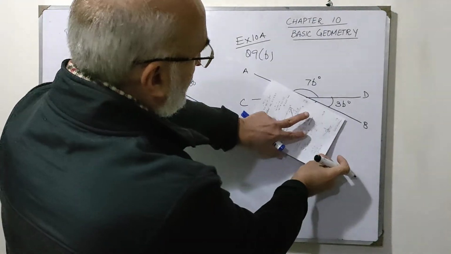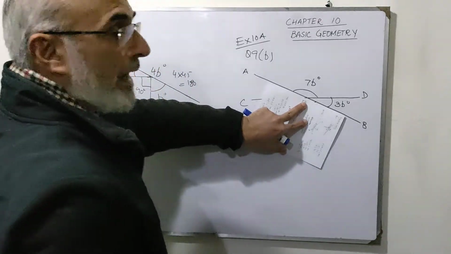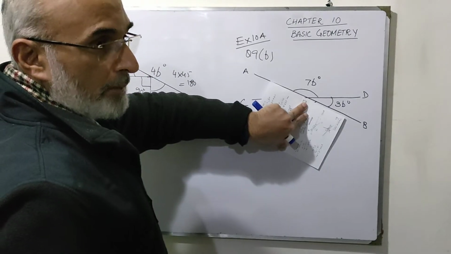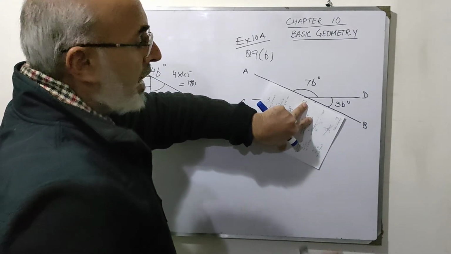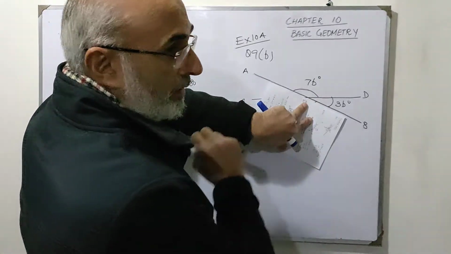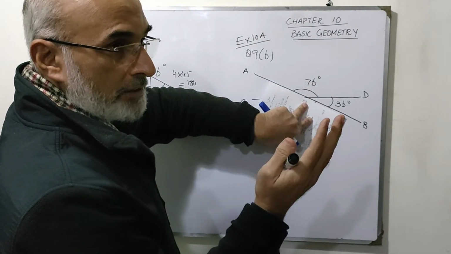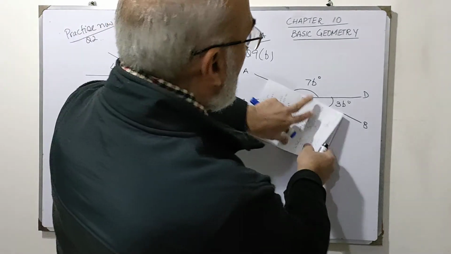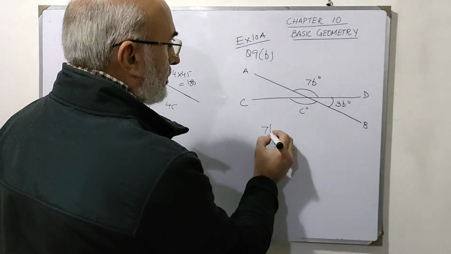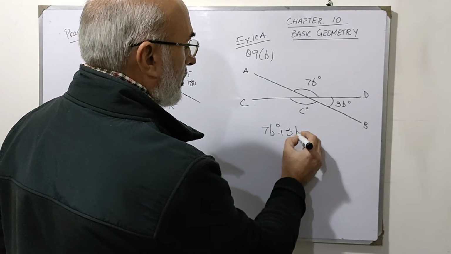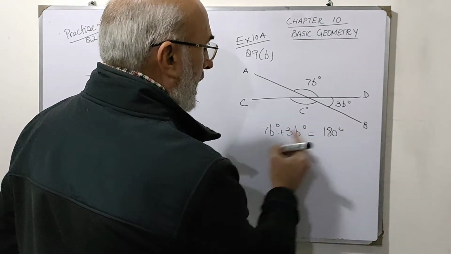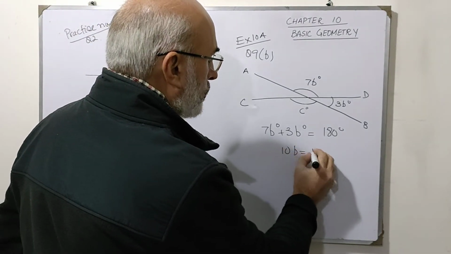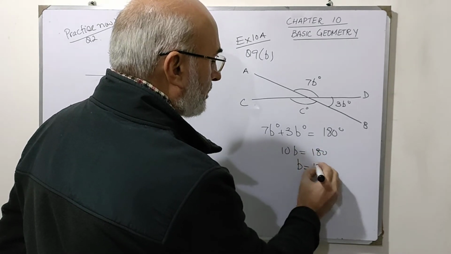Now just consider this. It's a straight line and there are two angles on it, 3B and 7B. If you remember, angles on a straight line equal 180 degrees, and this pair of angles we call supplementary. They share a common vertex. So 7B plus 3B is equal to 180 degrees, and these are supplementary angles. So 10B is equal to 180 and B is equal to 18.